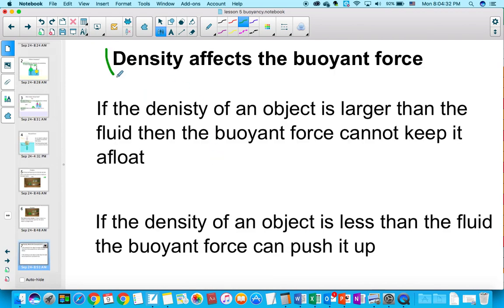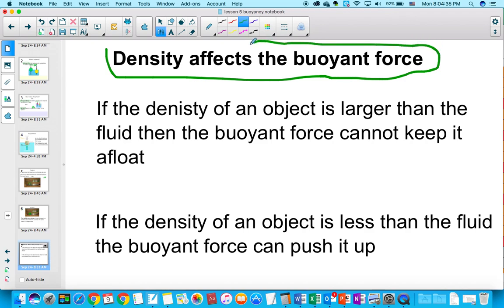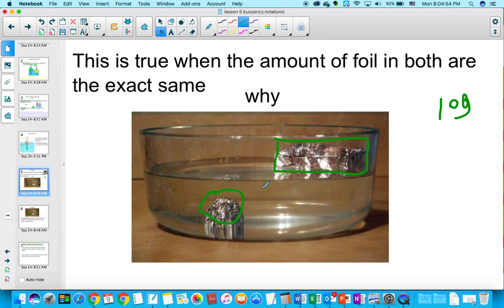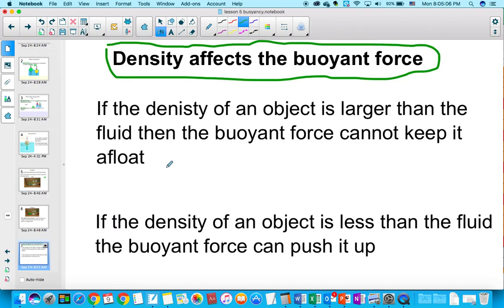So density is a big factor when it comes to how the buoyant force affects an object, right? If the density of an object is larger than the density of the fluid, then the buoyant force cannot keep it up, right? I spelled density wrong there. I'll fix that later. So if the density of the object here is greater than the density of the fluid, so in this case, if the density of the tin ball is greater than the density of the water, the ball will sink. And if the density of the object is less than the density of the fluid, the buoyant force can keep it up.